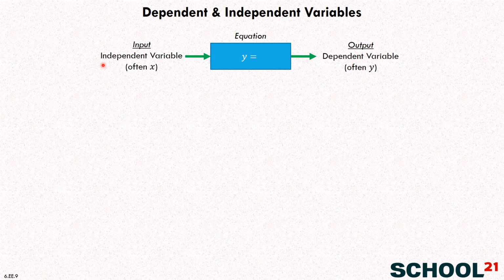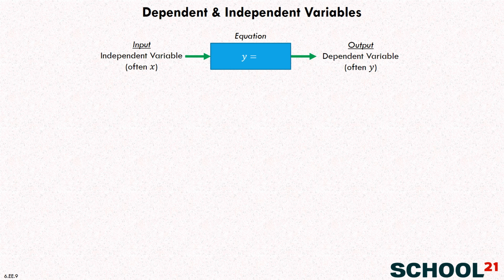And that's why you call that independent. You can make it whatever it wants, just like an independent person can do whatever they want. And when you get out another value, that's dependent because it depends on what you put in for x. And usually the dependent variable will be y, not always, and the independent variable will be x. Does that make sense? Yeah.